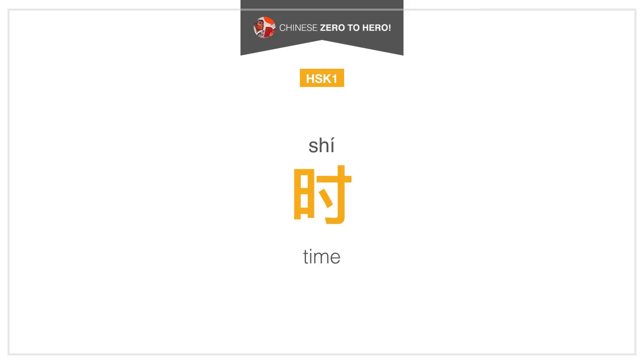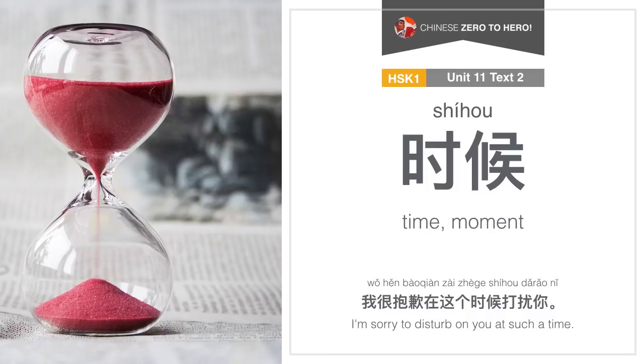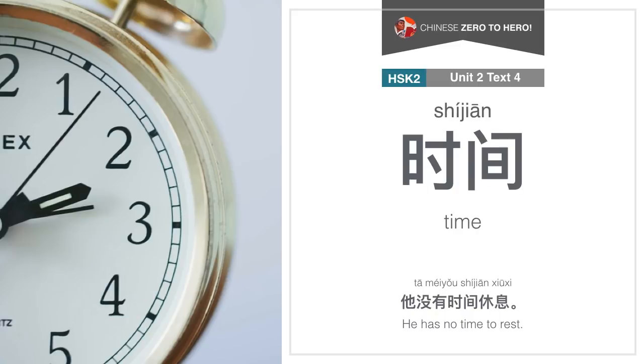十, when written like this, means time. In HSK 1, we learn the word 时候 meaning time or moment. 我很抱歉在这个时候打扰你 I'm sorry to disturb you at such a time. In HSK 2, we learn the word 时间 meaning time. 他没有时间休息 He has no time to rest.